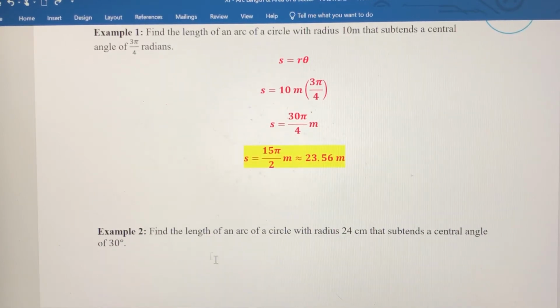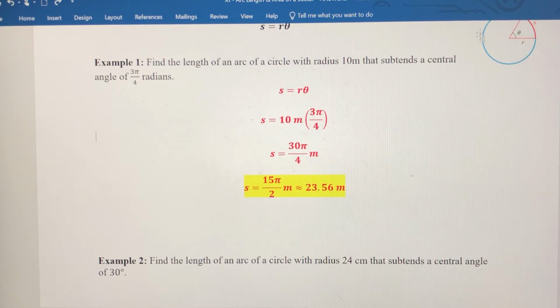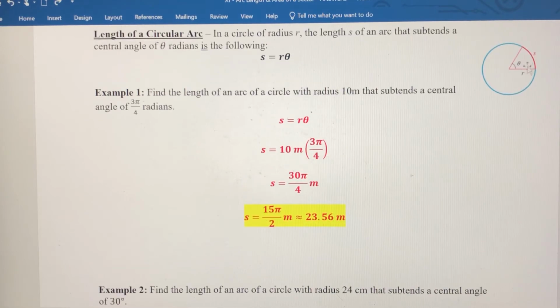Let's look at example 2. We want to find the length of an arc of a circle with a radius of 24 centimeters that subtends a central angle of 30 degrees. So my radius here is going to be 24 centimeters, and my angle is 30 degrees.